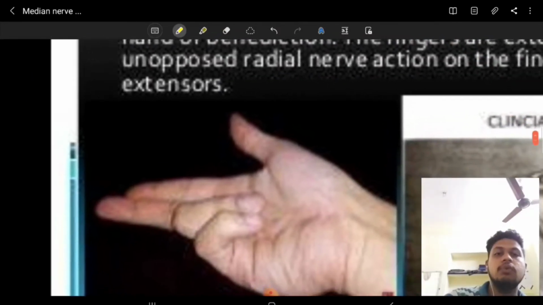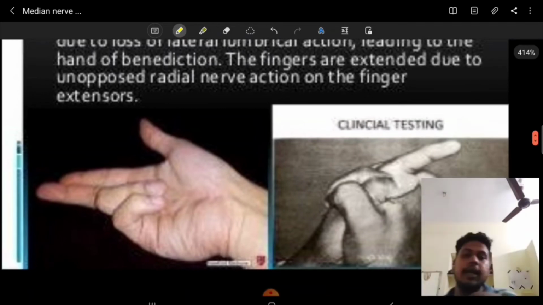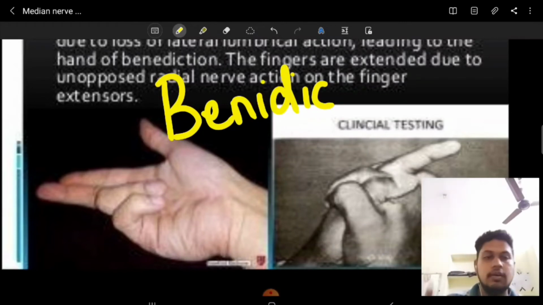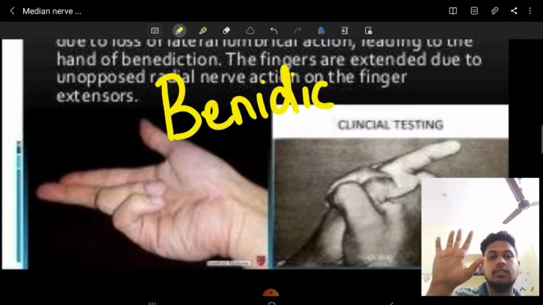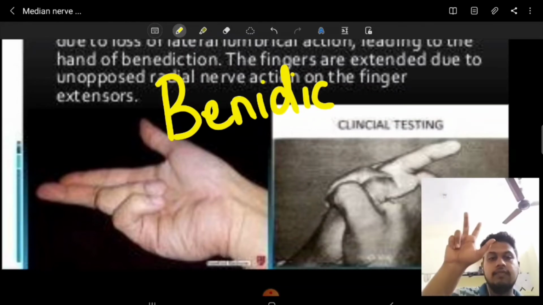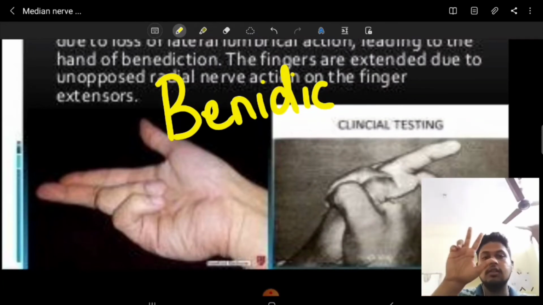The other important thing in median nerve injury is the benediction hand. What is this benediction hand? When a patient with median nerve injury is asked to make a fist, normally we make a fist like this. But in median nerve injury, the patient can actively flex his little finger and ring finger, but he cannot flex his thumb, index and middle finger.